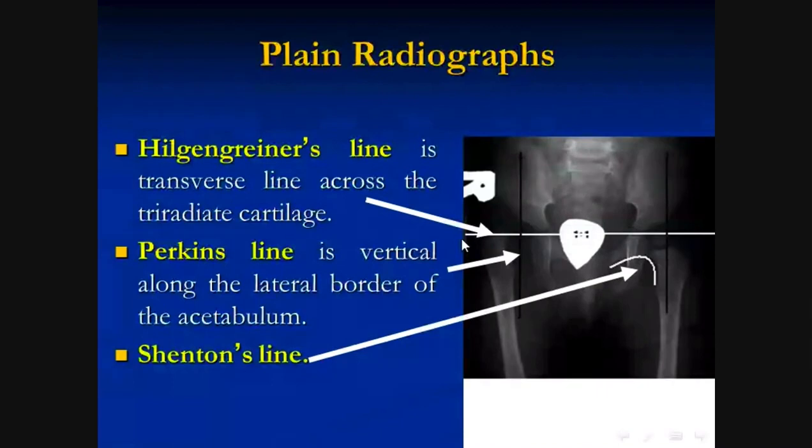The other line is called Perkins line. It is a vertical line, هذا الخط الأسود, on the transverse line. And after that, we look to the center of the femur, to the nucleus. Where is it? نحن من هذا transverse line والـ vertical line, we divide the hip into 4 quarters. تمام؟ 4 مربعات.